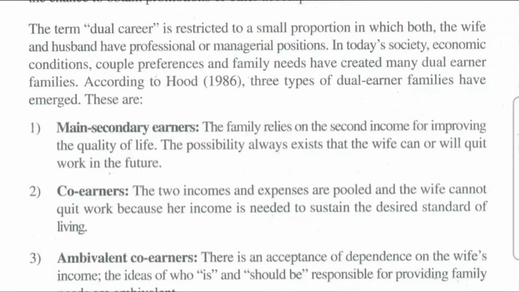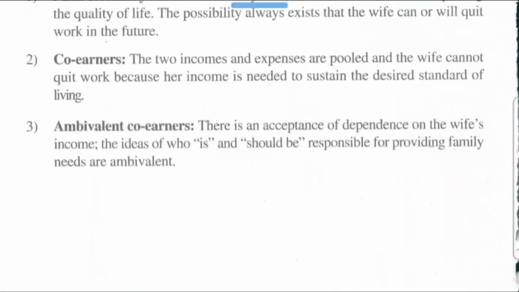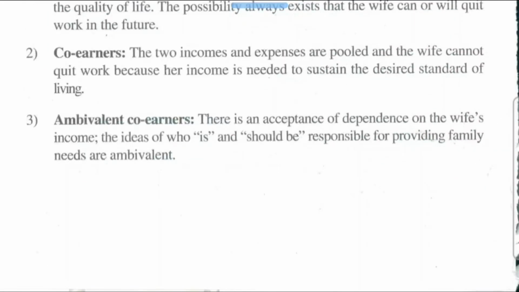The two incomes and expenses are pooled, and the wife cannot quit work because her income is needed to sustain the desired standard of living. 3. Ambivalent co-earners. There is an acceptance of dependence on the wife's income. The ideas of who is and should be responsible for providing family needs are ambivalent.